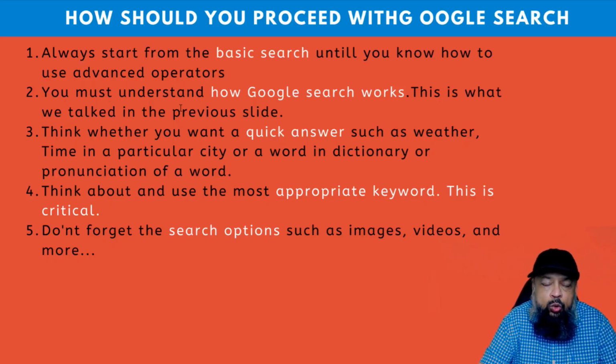The third point is that there are certain queries which have single answer. For example, you are looking for a time in a particular city or the pronunciation of a word in the dictionary. You should think about whether you are looking for a single quick answer or you are looking for some results. So if you are looking for a single and quick answer, there are certain commands available which you can use to get this answer very quickly. And I have a separate video in which I will discuss these quick search terms and how you can find a single answer against your search query.